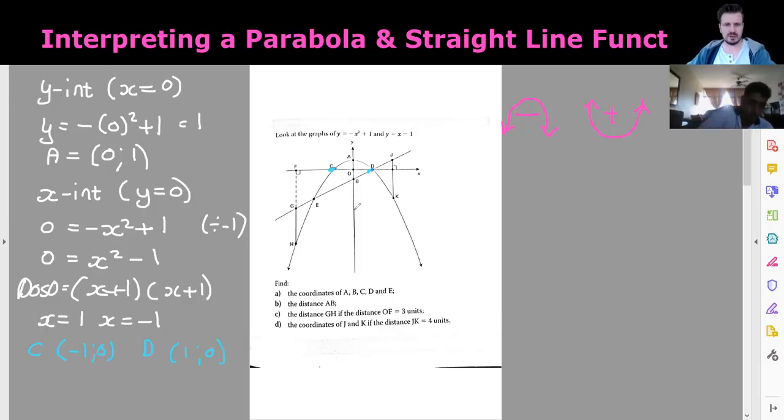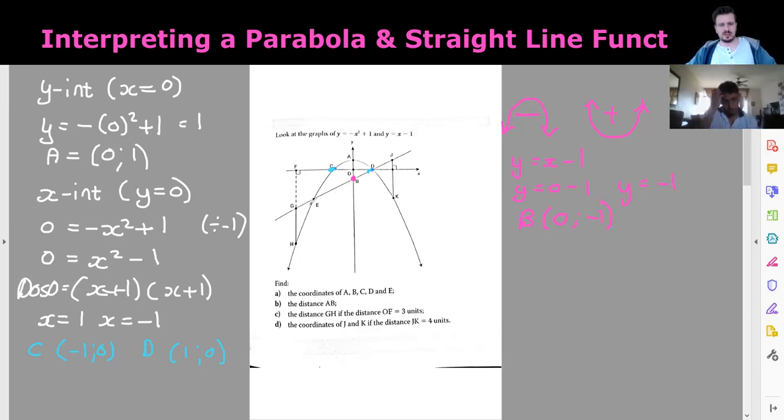Okay, now we didn't do B because I was just focusing on the parabola, but now we can do B because we're looking at the straight line graph. So B's over there. We see the straight line graph is y equals x minus 1. And of course, B is our y-intercept, which is where x is 0. And so we have B being 0 and minus 1.